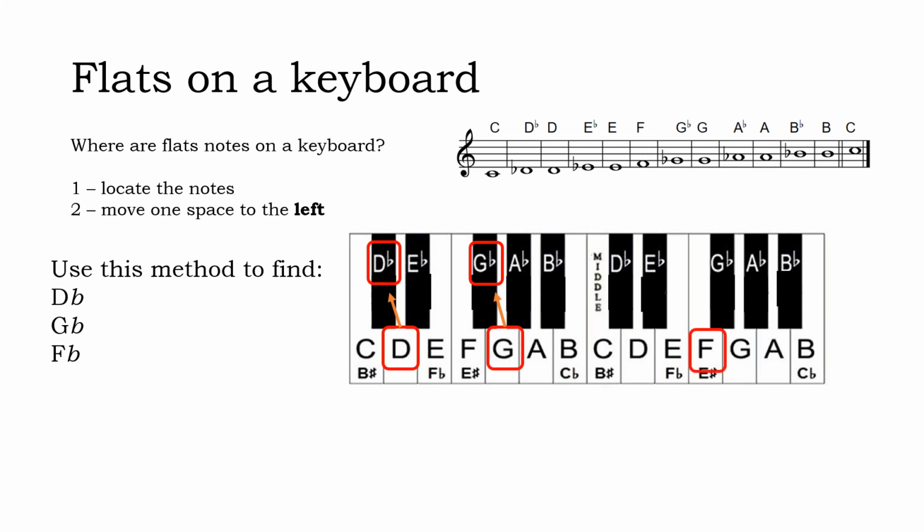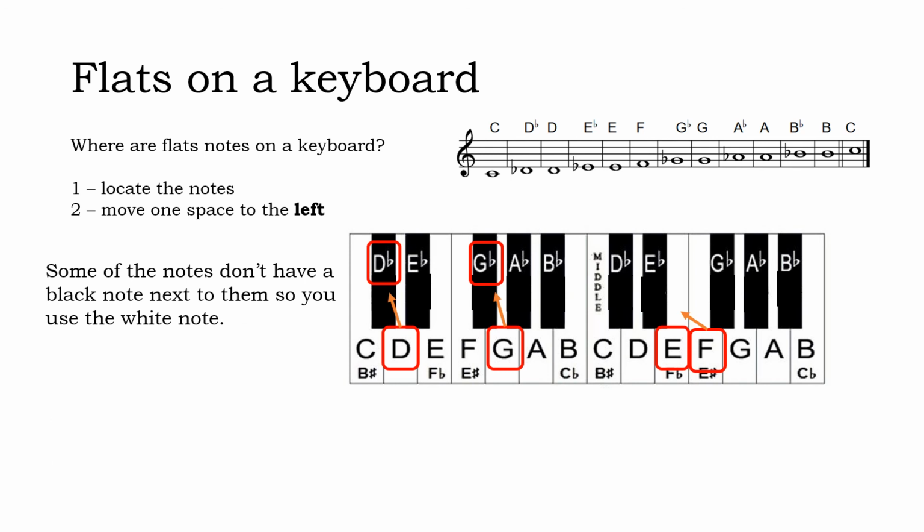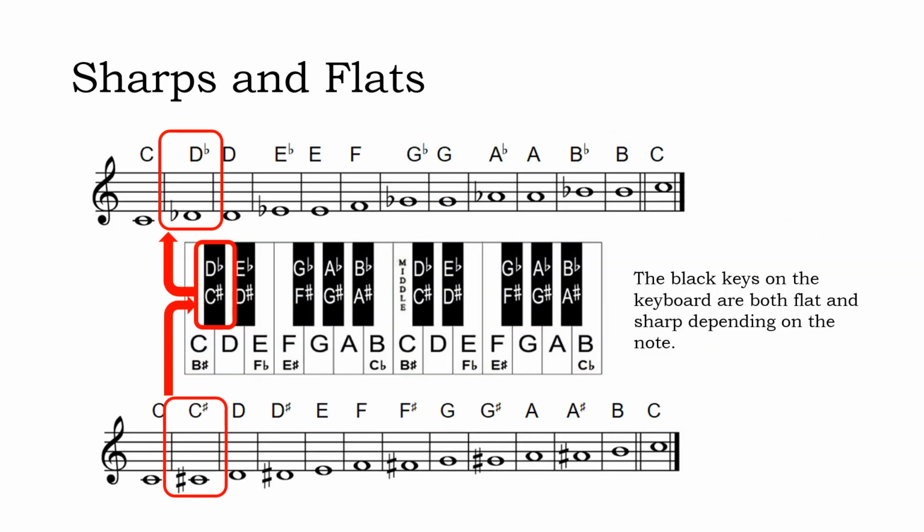And then with F, if you ever find an F flat written, you just move one space to the left, which is an E. And again, some of the notes don't have a black note next to them, so you just use the white note. So the black keys on the keyboard are both flats and sharps depending on the note.